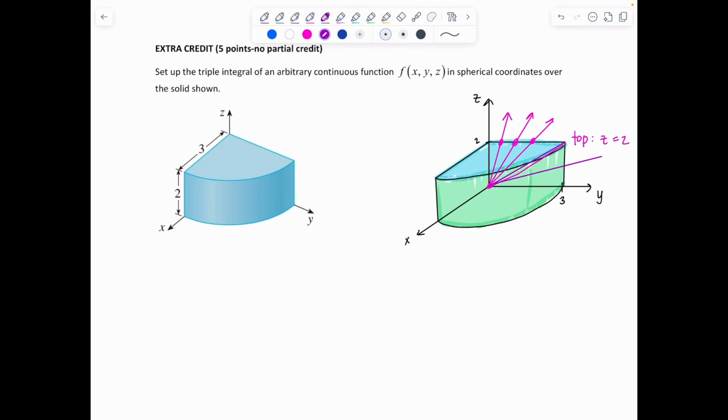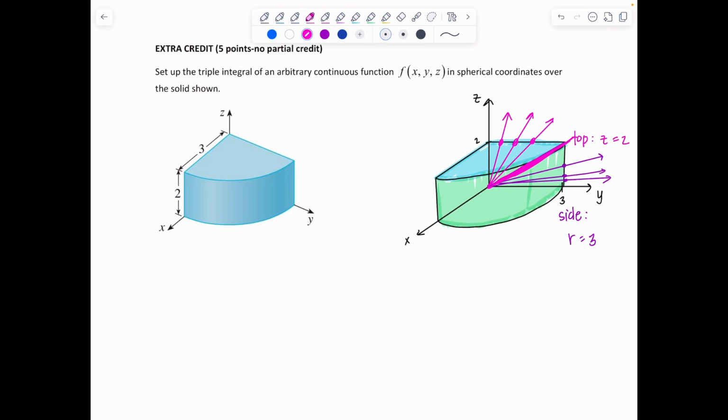And then later, after this exact angle here, which we'll find out, rho is determined by the side. Do you see that? The side has equation r equals 3. So we're going to have to set up 2 integrals, and we're going to split it basically right here at whatever value phi takes on here.